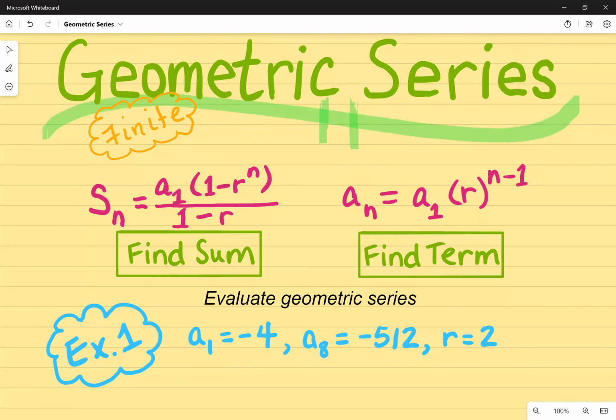I will be discussing finite geometric series, and I'm going to use the two formulas shown, one to find the sum, which is S sub n, and the other to find the term, which is A sub n.